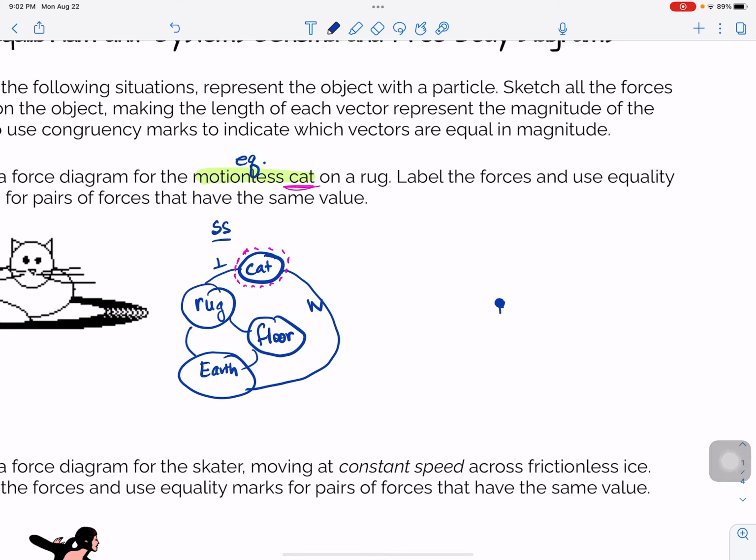And so 1 arrow is the weight going down. And we know that the cat is motionless, it's in equilibrium, so our perpendicular force is the same length. So we've got a pair of vectors. You can only put congruency marks on pairs of vectors. We have a pair of vectors that are the same length, and so we're going to put a congruency mark on them. All right, that is number one.